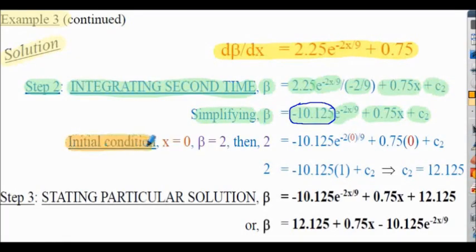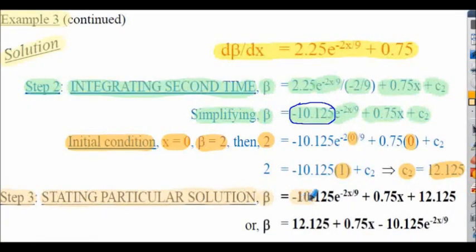Imposing the initial condition given in the question that when x is 0, beta is equal to 2. So this time we have 2 on the left hand side, and wherever we have an x on the right hand side, we replace that with a 0. So again, notice on the next line that e to the 0 is 1, and we can clearly see we can rearrange by adding 10.125 to both sides of the equation. So c2 is 12.125.